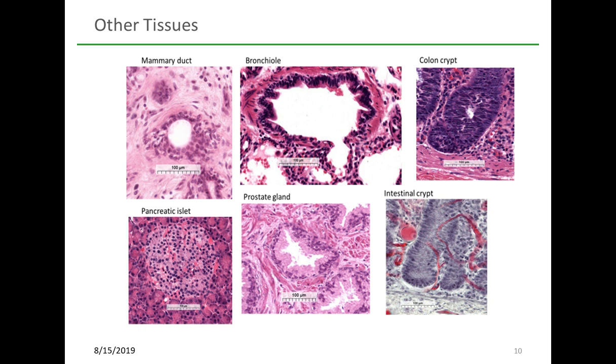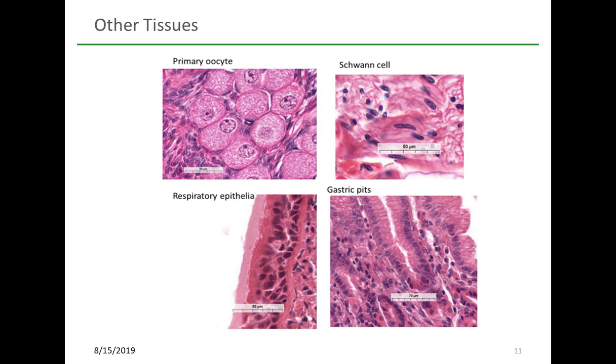What about mammary ducts and bronchiole and other types of glands? You're at that 100 micron to 200 micron level of needing to have that type of spatial resolution. Primary oocytes, and now you're down to the 70-50 micron level. And this is the gastric pits that I started off with in this little series of slides.